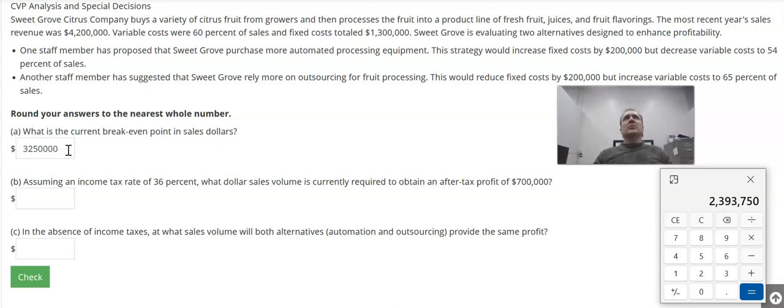Now, remember, up here in requirement A, we took 1 minus the variable cost percentage, and we came up with a contribution margin of 40%. What we are now going to do is take this figure that we have on our calculator and divide by 0.4. And when we do that, we get $5,984,375. So, see, it didn't come out in cents. That's nice. I like it when that happens.